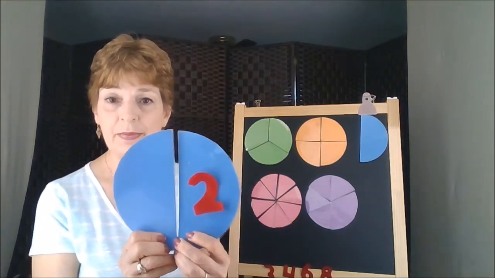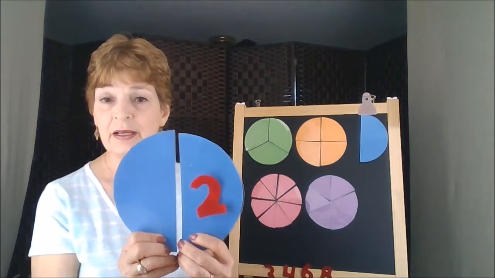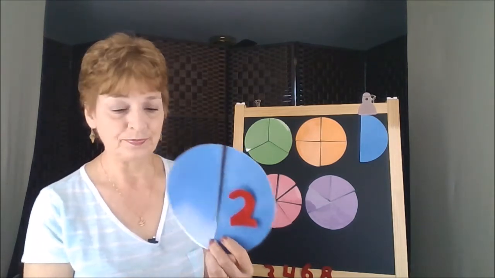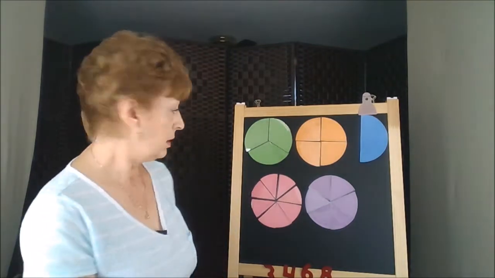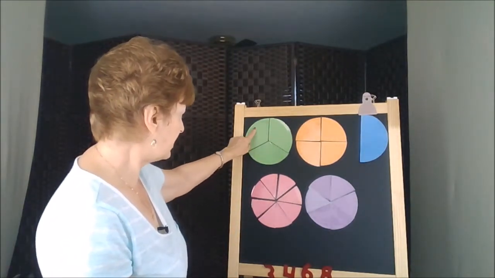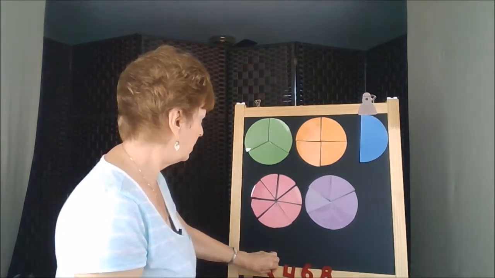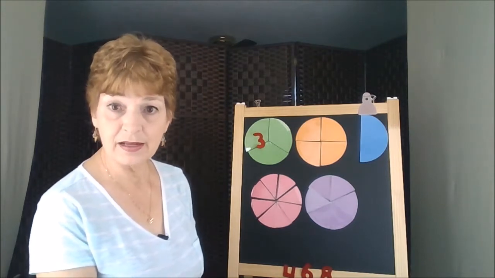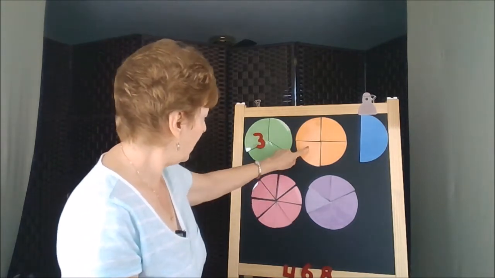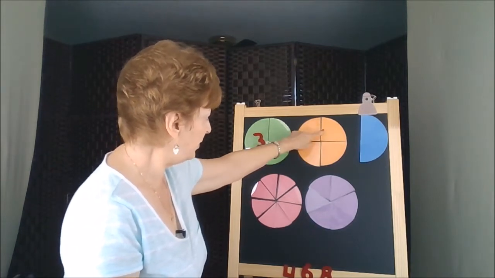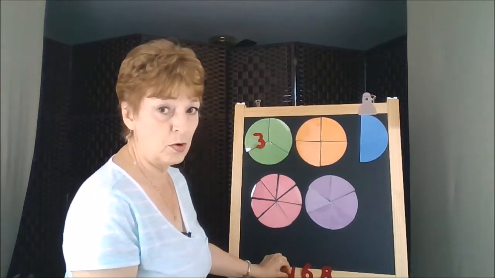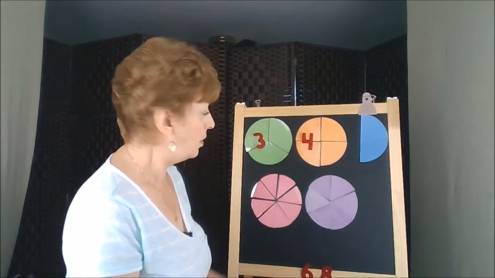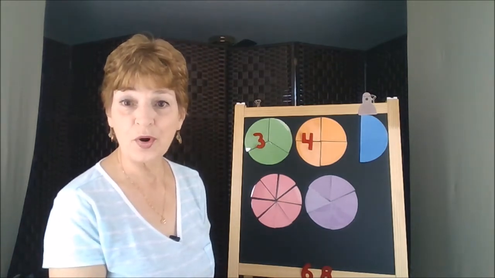Now this shape, this circle, has 2 pieces, and they give it a fancy term. They call it halves. The green circle has 1, 2, 3 pieces to it. 3 pieces in the whole. The fancy name for that is thirds. The orange circle, 1, 2, 3, 4. There are 4 pieces in the whole thing. We call those fourths.